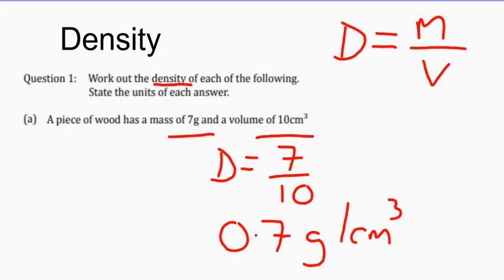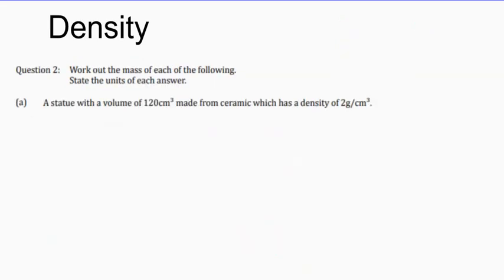Now the rest of the ones on question 1 are exactly the same. Just be careful about the units, okay? Because it's not always going to be grams. It's not always going to be centimetres cubed. But the number part is exactly the same. Now the ones on question 2, let's have a look and see what we've got.